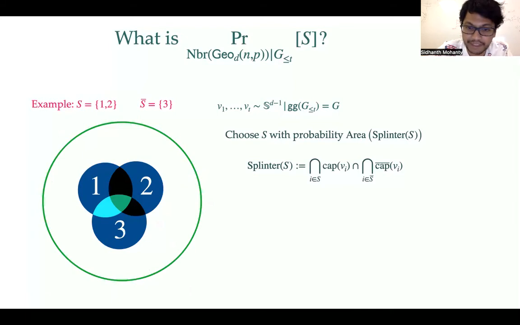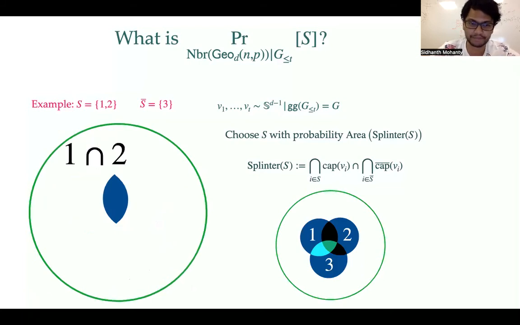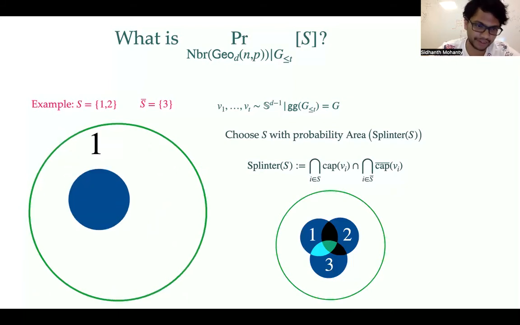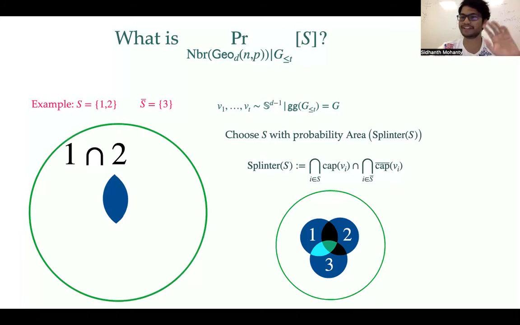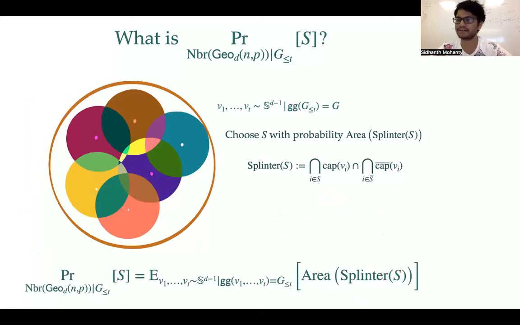Okay, so now let's look at what the splinter of 1, 2 is. The splinter of 1, 2 is the intersection of the cap around V1, intersected with the cap around V2, intersected with the complement cap around V3. So V1 was a cap, V2 looks like this convex lens shape, and V3 actually looks like this convex lens shape chomped out because of the intersected complement cap. Hopefully this example makes what a splinter is somewhat more clear. So now let's go back.